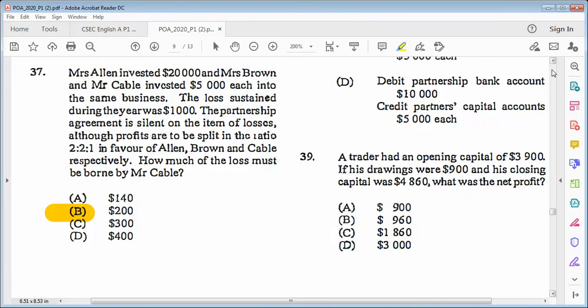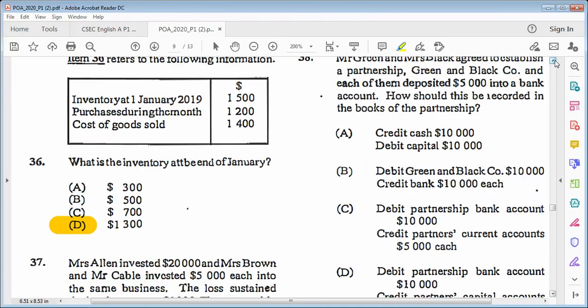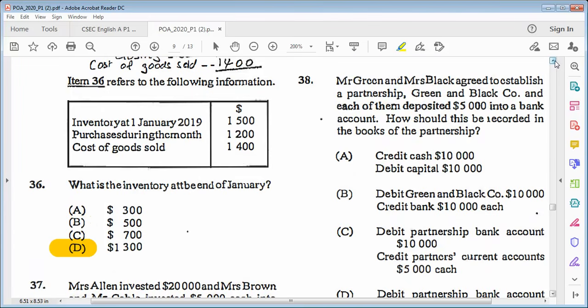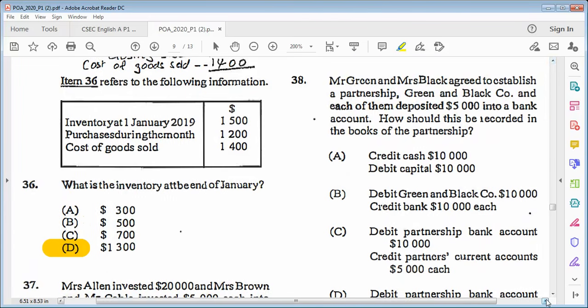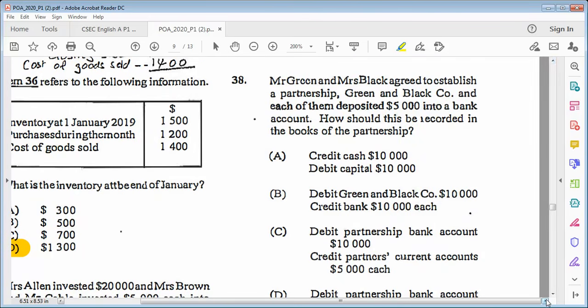Let's go on to 38. It says Mr. Green and Mrs. Black agreed to establish a partnership, Green and Black Company, and each of them deposit $5,000 into a bank account. How should this be recorded in the books of the partnership?